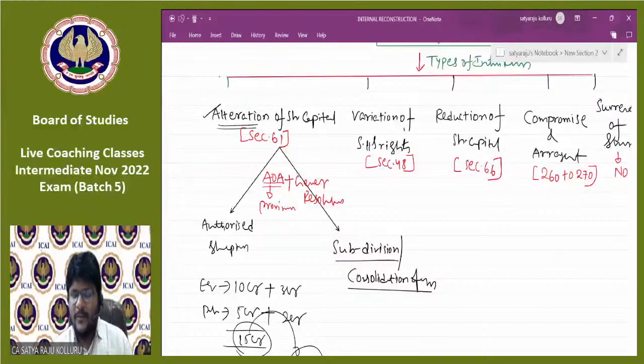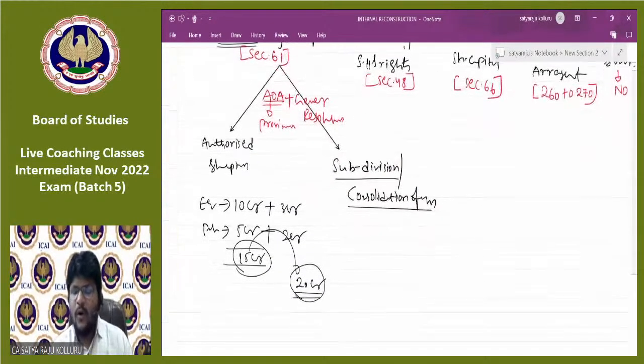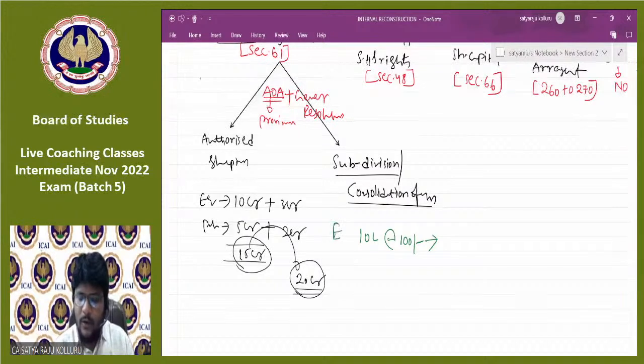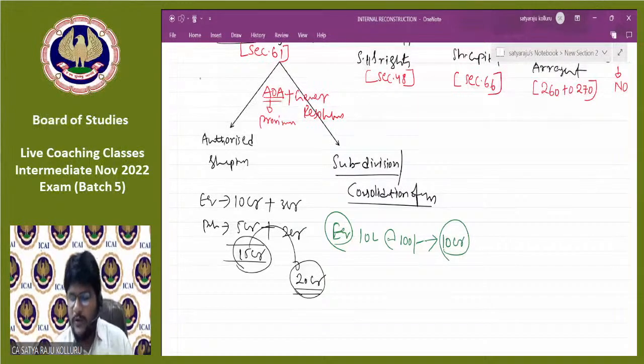Sir, in case of subdivision or consolidation of shares, what is really going to occur? Let us assume the total number of equity shares were 10 lakh and each equity share is 100 rupees. Then may I know the total equity share capital? That is 10 crores. 10 crores will be the total amount of share capital. Am I right, guys? Fine.